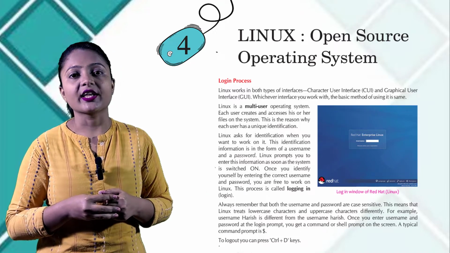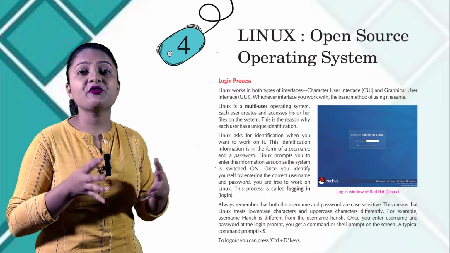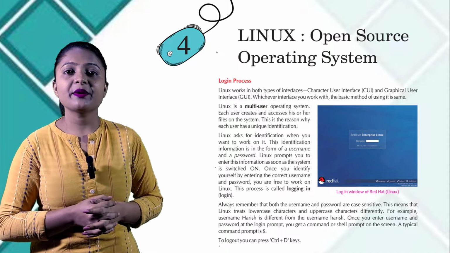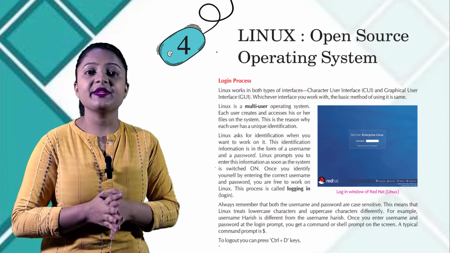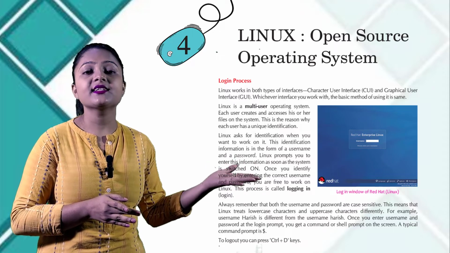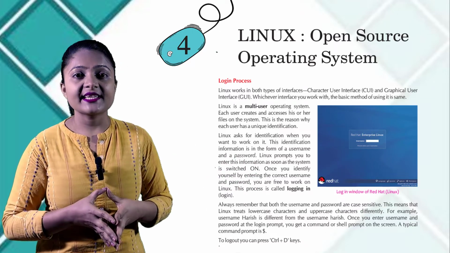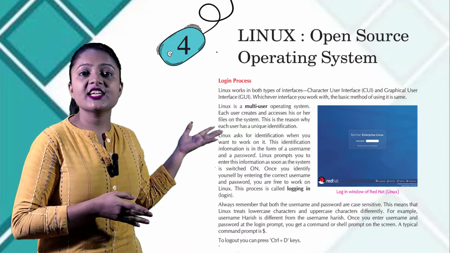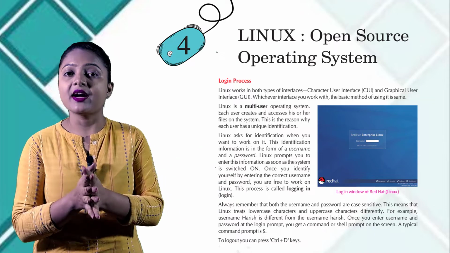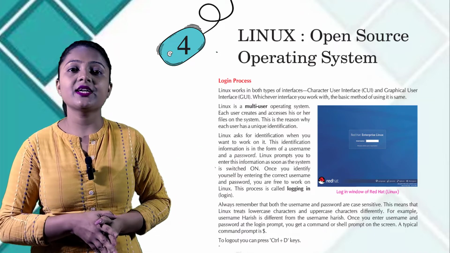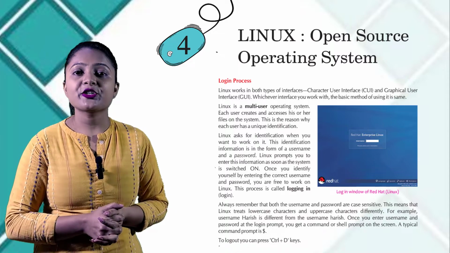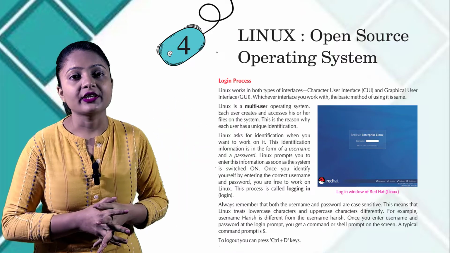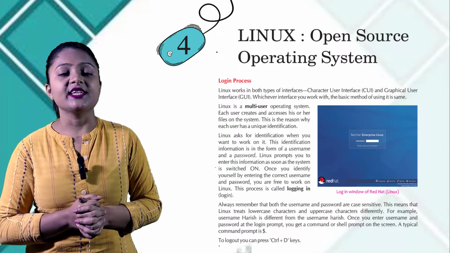This process is called login. In this picture, you can see the login window of Red Hat Linux. Always remember that both the username and password are case sensitive. This means that Linux treats lowercase characters and uppercase characters differently. For example, username Harish is different from username harish. Once you enter username and password at the login prompt, you get a command or shell prompt on the screen. A typical command prompt is the sign of $. To log out, you can press Ctrl+D keys.